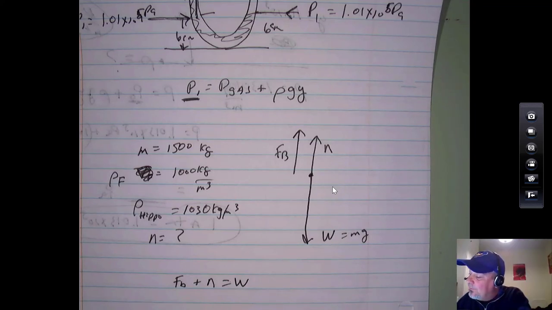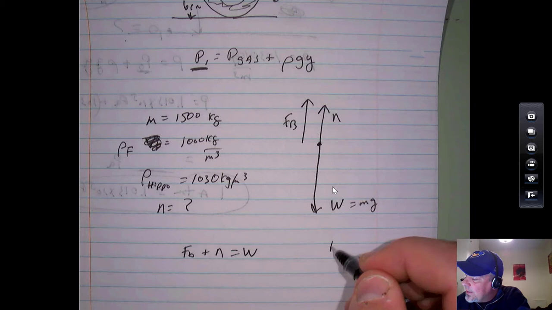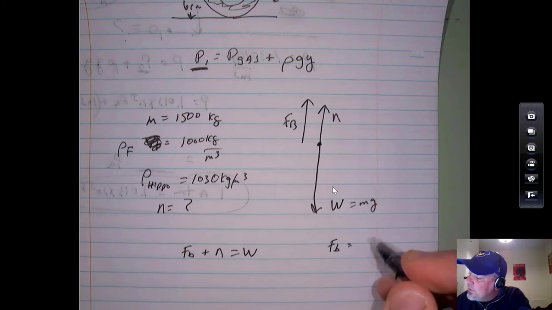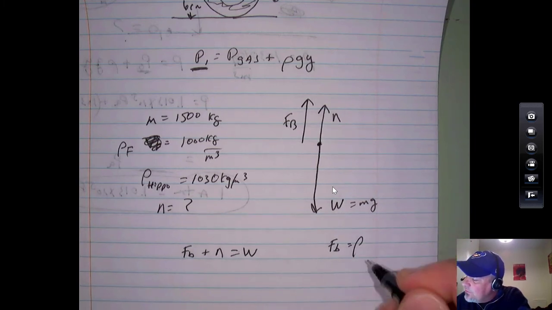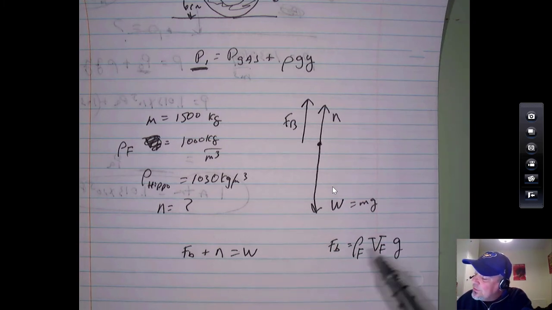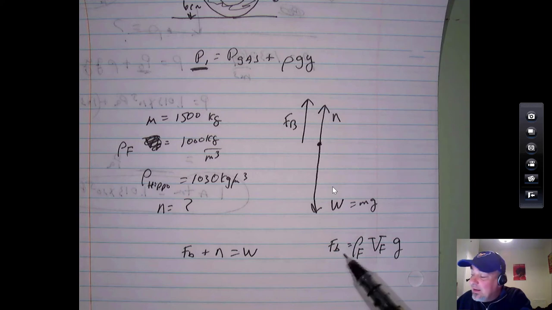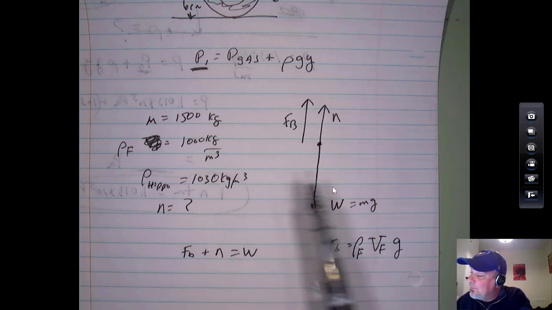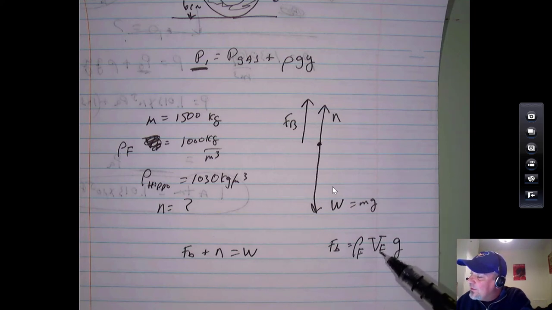Okay, so the buoyant force, that's the new thing from this chapter. This is the density of the fluid, times the volume of the fluid that is displaced, times g. So let me say this again. The buoyant force is the density of the fluid, and we're just in water, so the density of the fluid is 1,000. The volume of the fluid that's displaced.